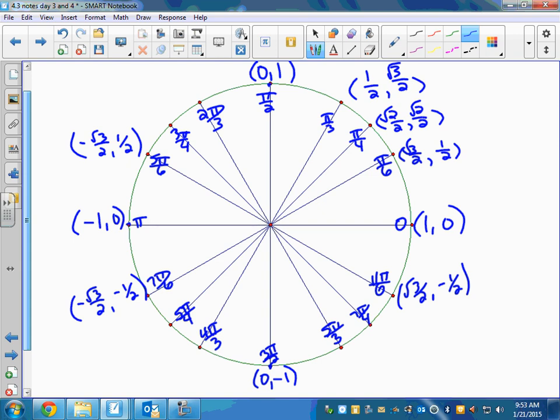We've done this a lot already today, right? Now, all the pi fourths are going to be square root 2 over 2, square root 2 over 2, but in each quadrant, you have to put the negative that goes with it. So in quadrant 2, the x is always negative. So it's going to be negative square root 2 over 2, square root 2 over 2. In quadrant 3, they're both negative. So it's negative square root 2 over 2, negative square root 2 over 2. And in quadrant 4, only the y is negative, square root 2 over 2, negative square root 2 over 2.